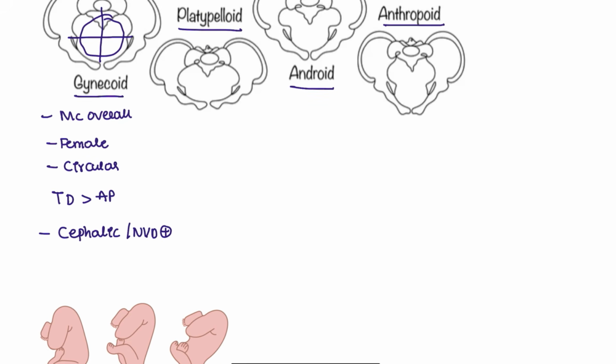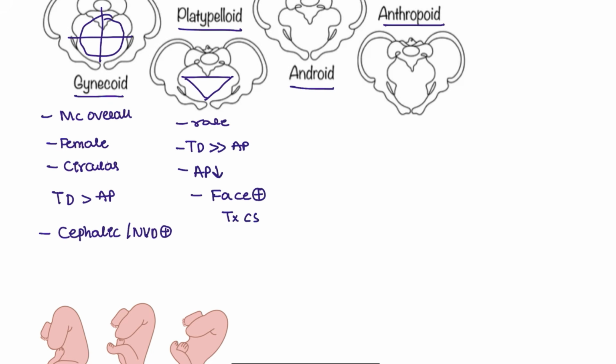Next, this is the platypelloid. Platypelloid is in the shape of an inverted triangle, and these patients are very rarely seen. Here also the transverse diameter is more than the AP diameter, and the AP diameter is much shrunken. The only presentation here is the face, and we can't deliver it, so we have to go for cesarean section.